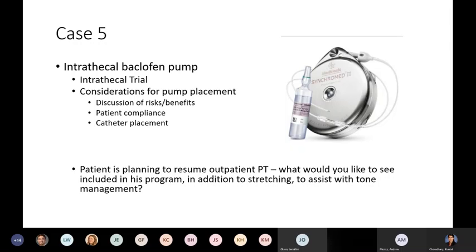So we'll say that we're going to set this patient up for an intrathecal baclofen trial. He's also planning to resume his outpatient PT program, and he wants to know if there's anything he could do in PT to also help with his tone. So in addition to stretching, are there any other things that you would like to see included in his PT program that might help with his tone management?